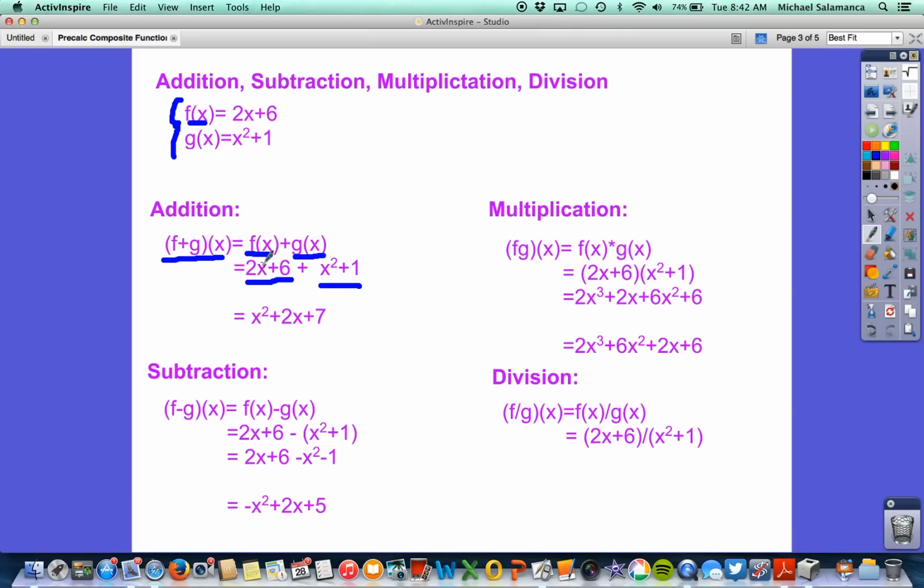So we have x squared, there's no other x squareds, we have 2x, and then we do have two constants, 6 and 1. So 6 plus 1 is 7, and this is your function. This is what happens when you add those two functions.